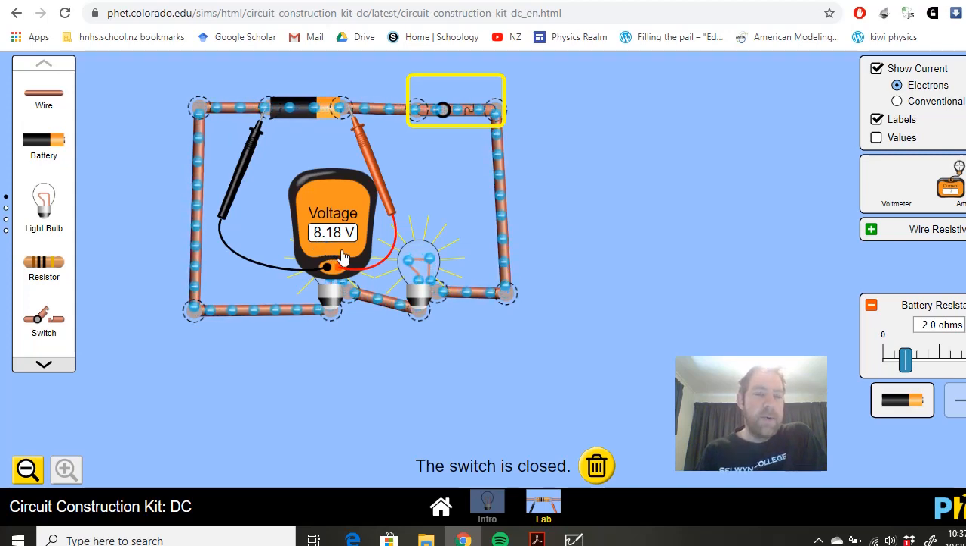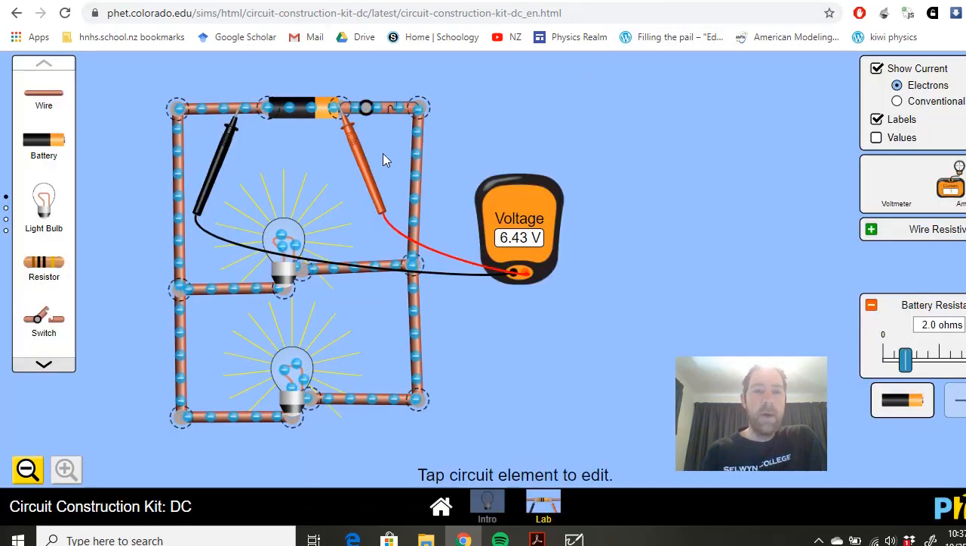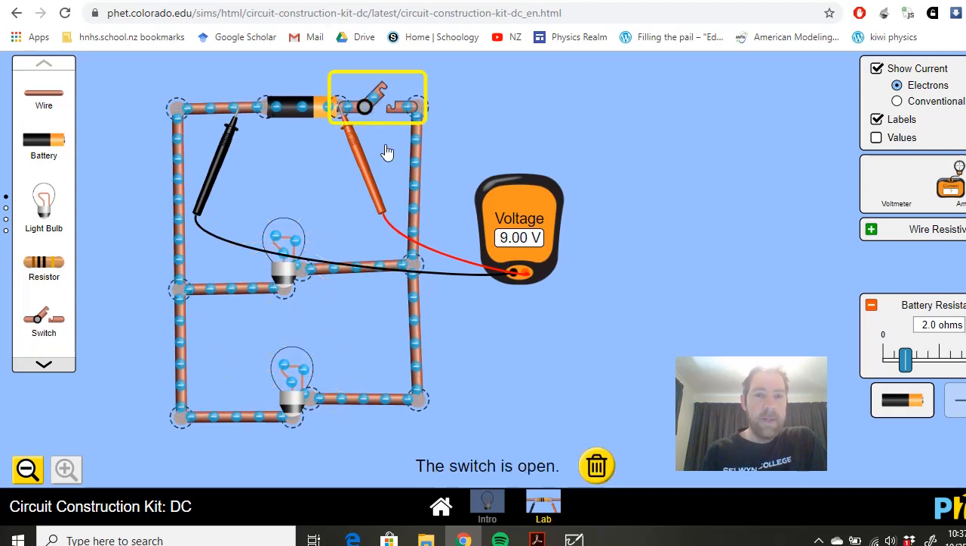So it has something to do with what's in the circuit. So let's just try something different. Let's put some more things in a circuit. This time we've got 2 bulbs again, 2 identical bulbs, but they're in parallel. So in this circuit, we go from 9 down to 6.43. So once again, that's different again. The battery is behaving differently depending on what's in the circuit.